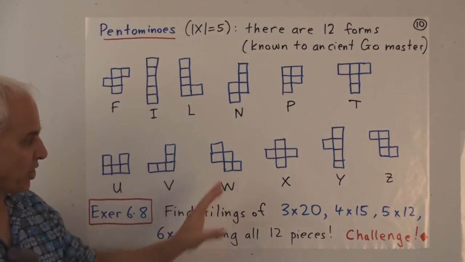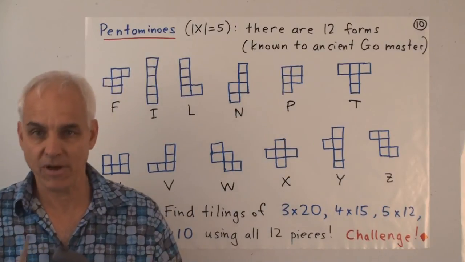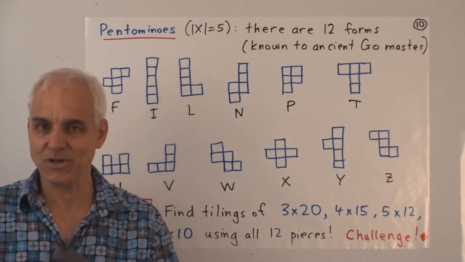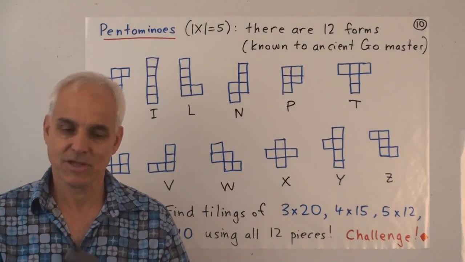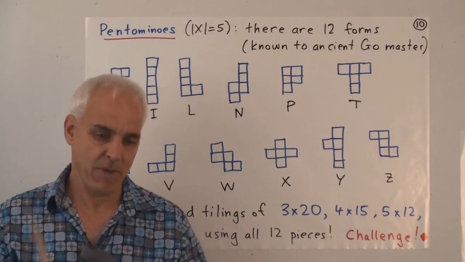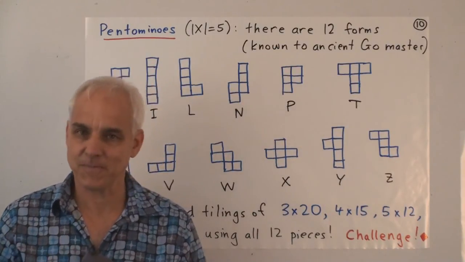So this is as far as we're going to go. Of course, it's natural to ask, what about hexominoes or heptominoes? How many of them are there? What kinds of tilings can we do with them, and so on? We'll leave that for now. It's a fun little thing to investigate, but we're going to go back now to more standard arithmetic.